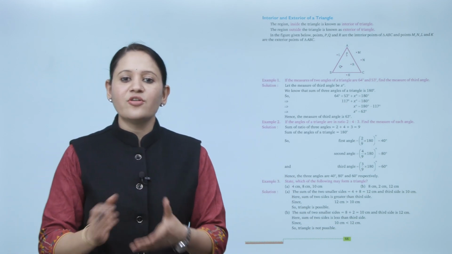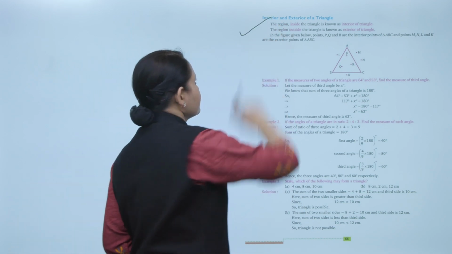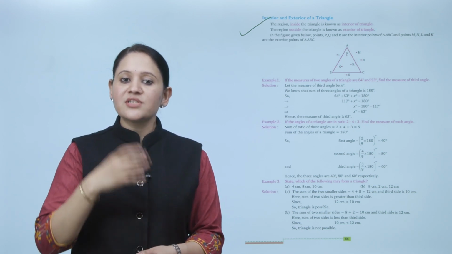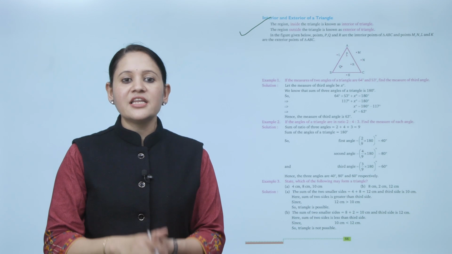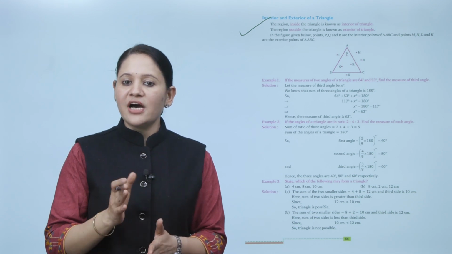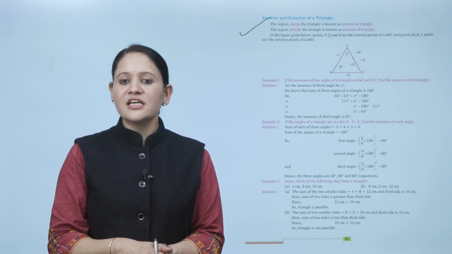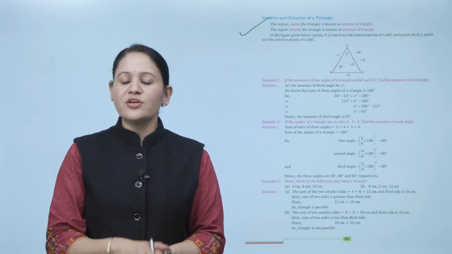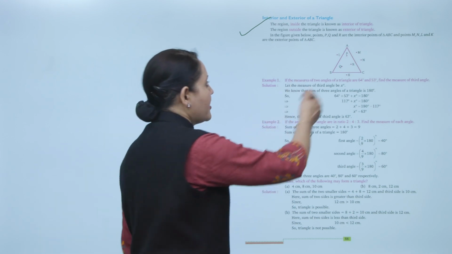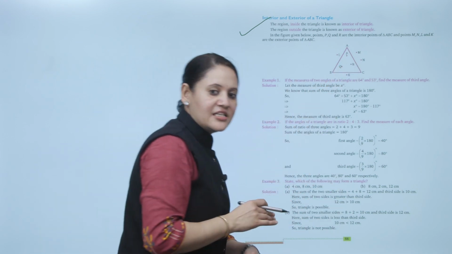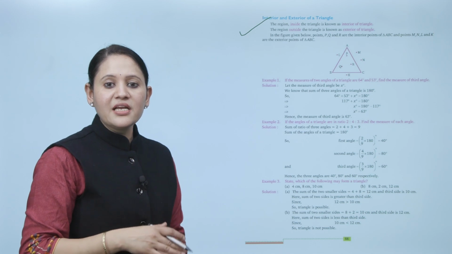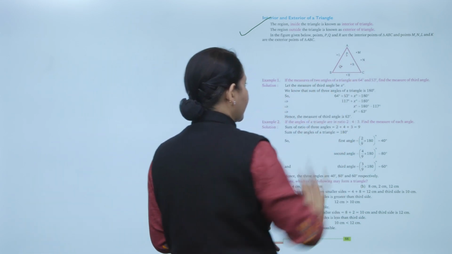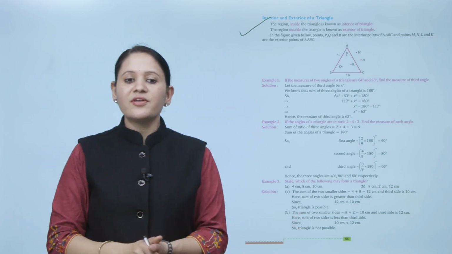Next is interior and exterior of triangle. The region inside the triangle is known as the interior of the triangle. The region outside the triangle is known as the exterior of the triangle. In the figure given below, points P, Q, R are the interior points of the triangle, and the points M, L and K are the exterior points of triangle ABC. Here in the figure P, Q, R are inside the triangle, so these points make the interior of the triangle. Points L, M, N, K are the exterior of the triangle because they are outside. Clear?